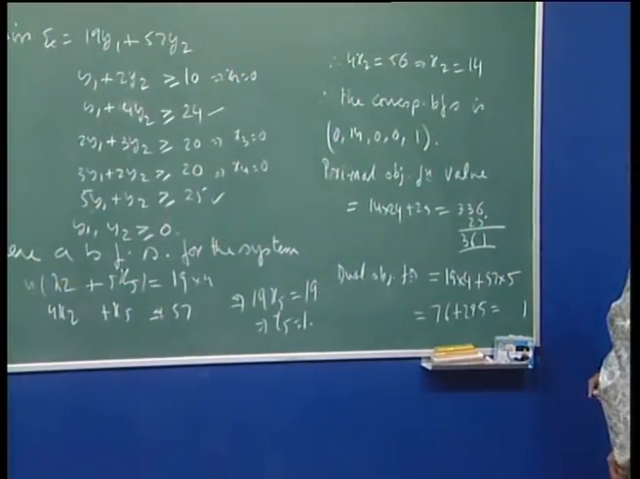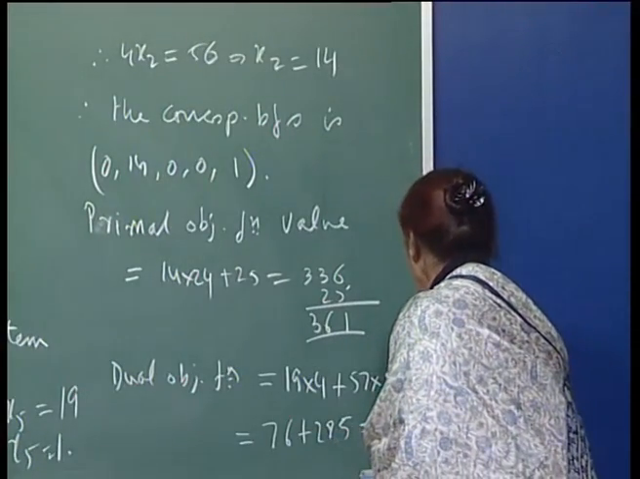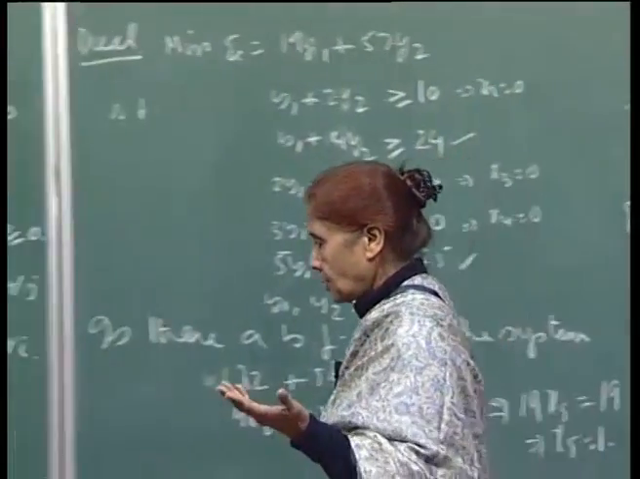Yeah, 7 8 15 6. So, the two values are equal. So, either way you check, the solution is optimal.